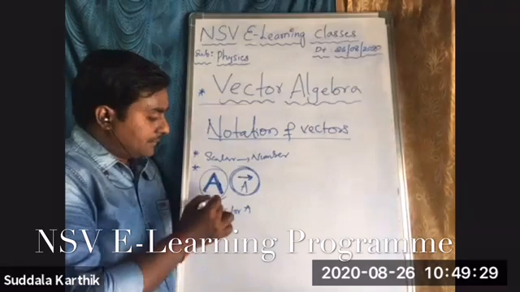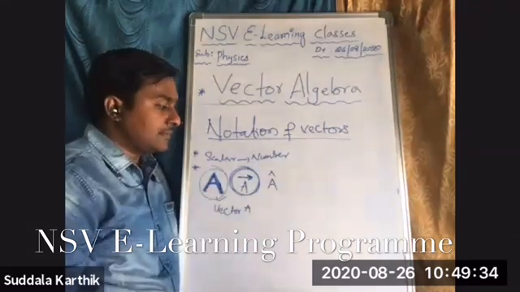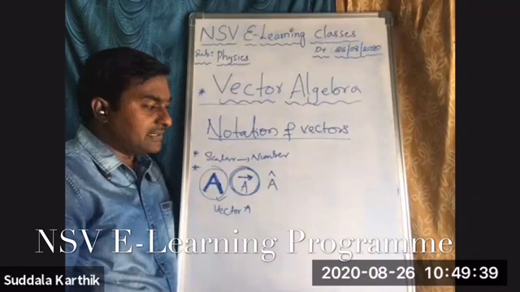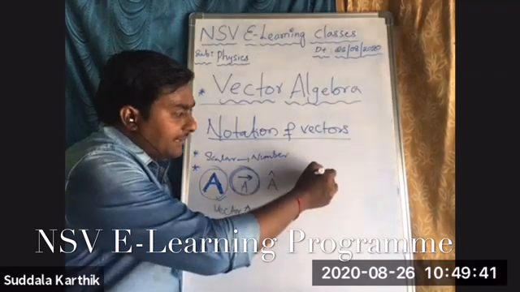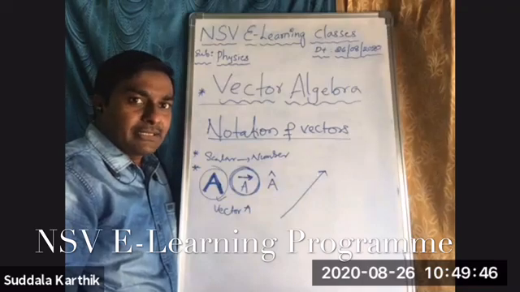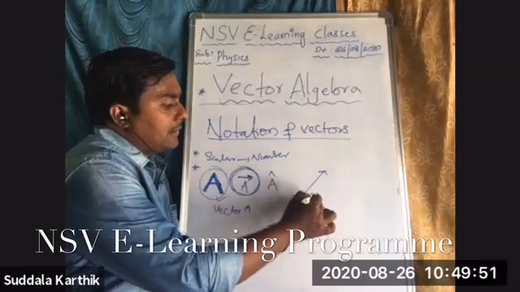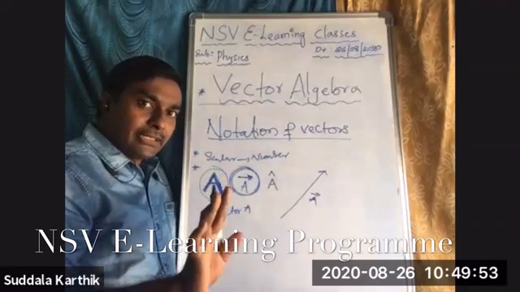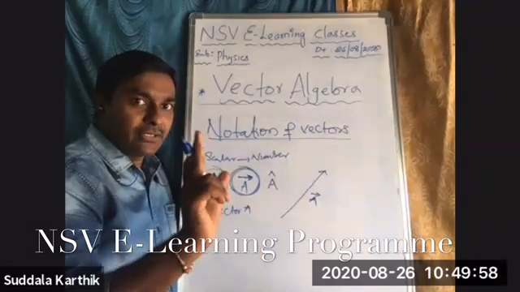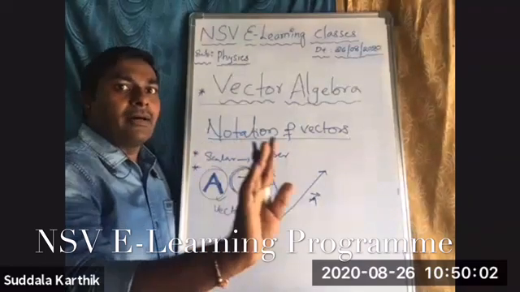A bar. Right? Or this is also there, Nana. In some books it is like this also: A cap. A cap. Right? This is the notation. And in the diagrammatic representation, like this, Nana, this is a vector. Let it be vector A. Either you call it vector A or A bar, any one from those two.